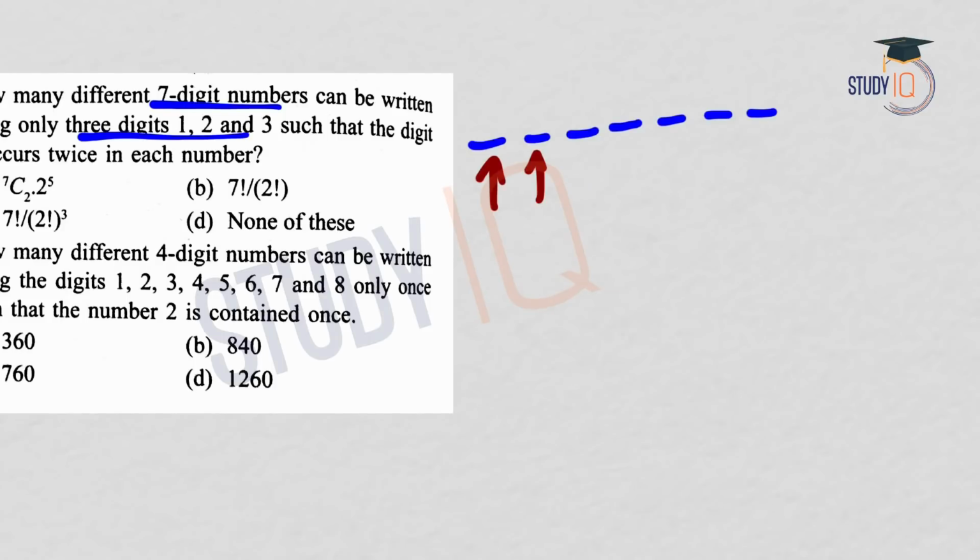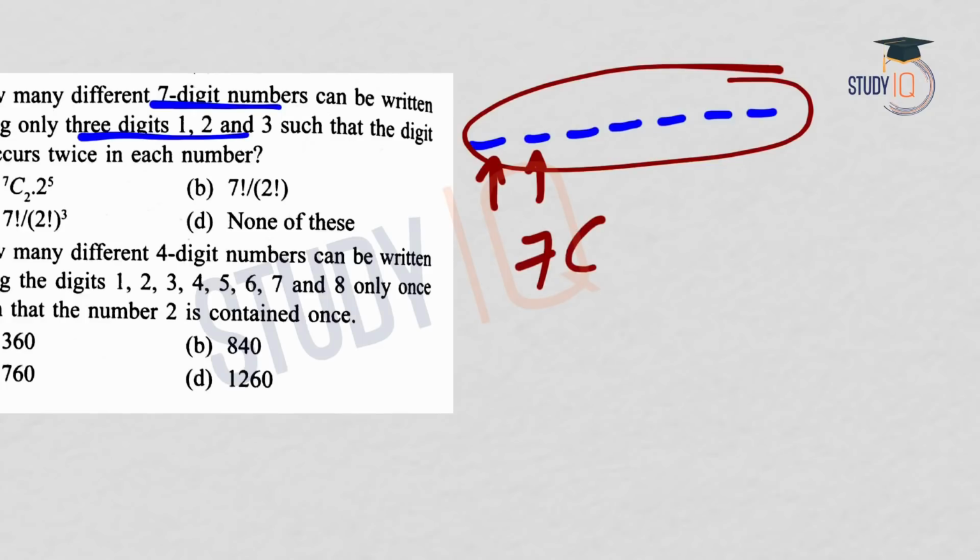What is that restriction? 2 places should be occupied by 3. That's how you need to interpret. Out of these 7 places which you need to fill, 2 positions have to be occupied by 3. That means you need to select 2 positions from these 7. So that can be done in 7 C2 ways. Now let's suppose you have selected these 2 positions. How many places are left out that you need to fill? There are 5 places left out.